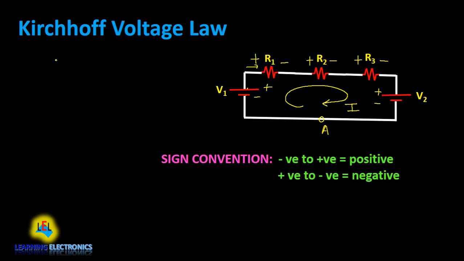So we take it as positive V1. Again for resistance R1, we move from this positive polarity to negative polarity. So we take it as minus and the drop will be I into R1. Since R1, R2, R3 are in series, the current I will flow through all these three resistances.